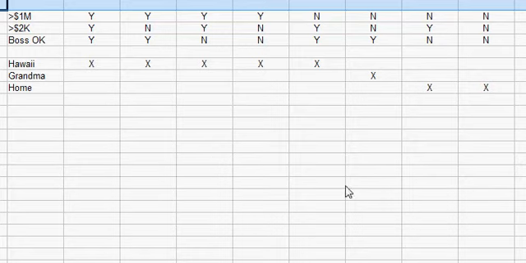In the earlier video, we already created the limited entry decision table for our trip to Hawaii, or going to grandma's, or staying home. And now we are actually going to simplify this table. That's the step we're going to do now.